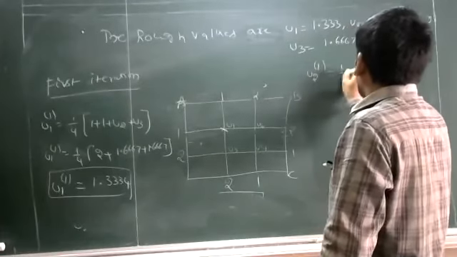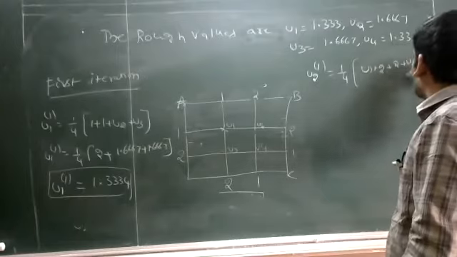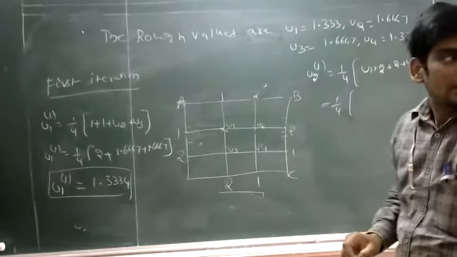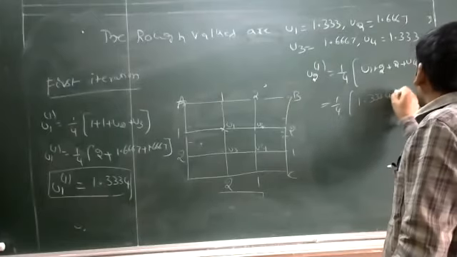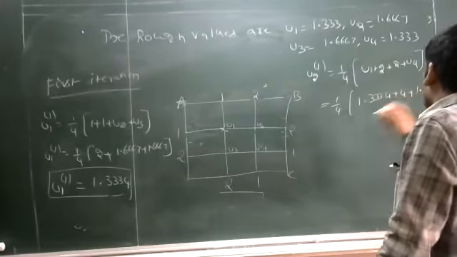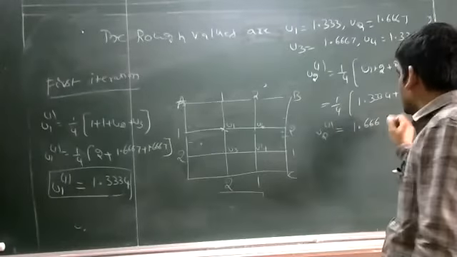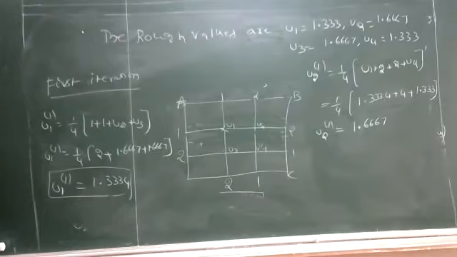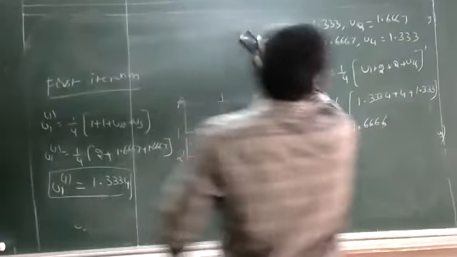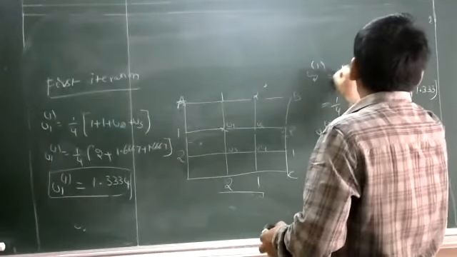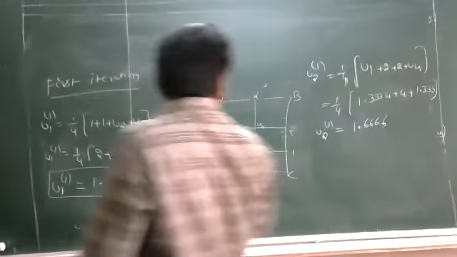Next, u2 of 1. What is the formula? Only SFEF: u2 of 1 is equal to 1 by 4 times u1 plus 2 plus 2 plus u4. Here u1 is the fresh value, 1.3334, plus u4, which is 1.333. So u2 of 1 is equal to 1.6666.